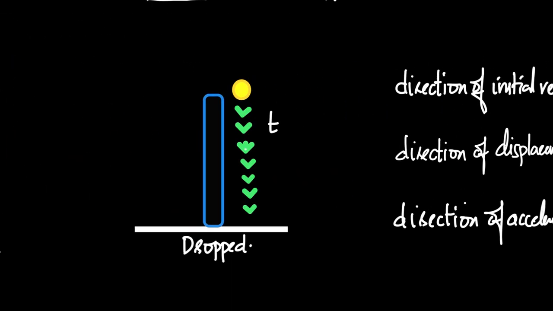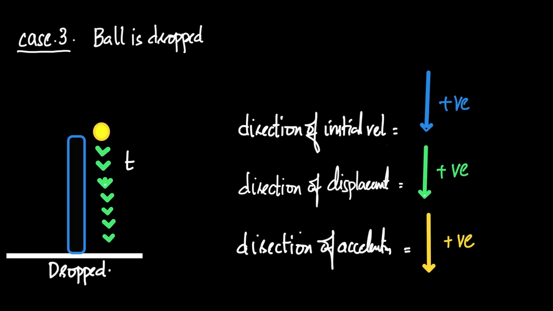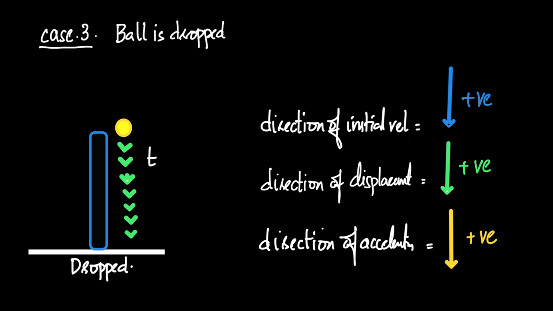Now taking up the third case, which is pretty similar, except for the fact that the ball is dropped here. When the ball is dropped, the direction of initial velocity is downwards, displacement is downwards, and the direction of acceleration is downwards. In other words, the direction of displacement is along the direction of initial velocity, right?